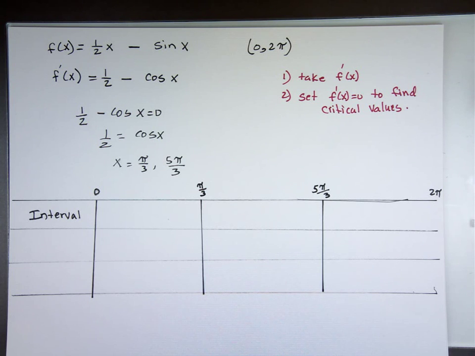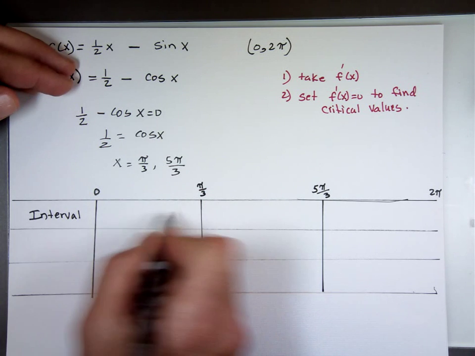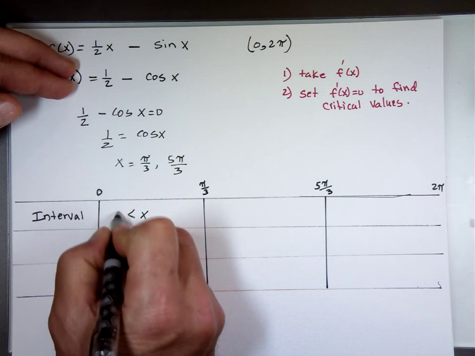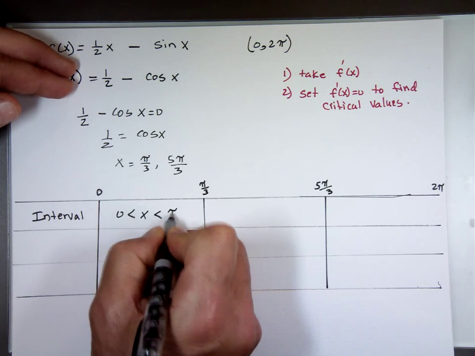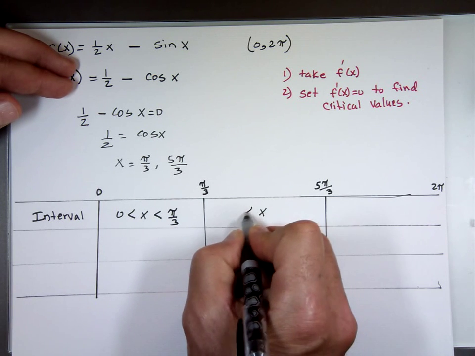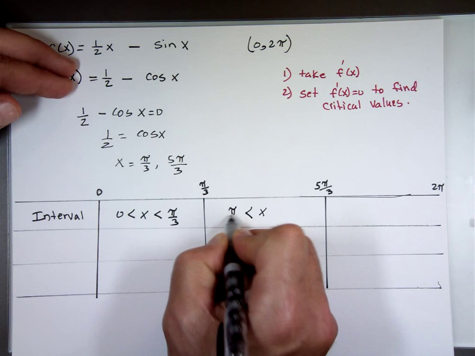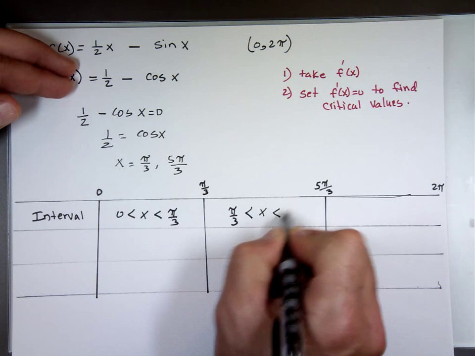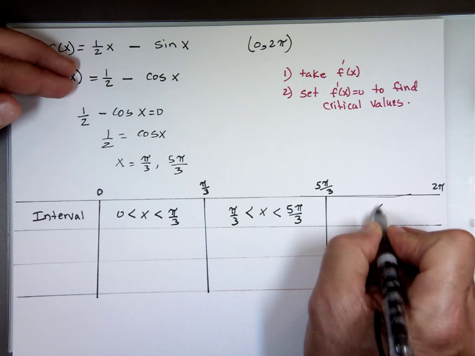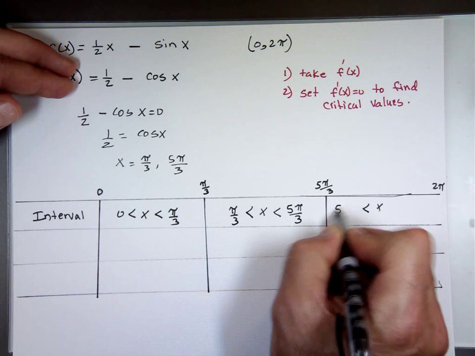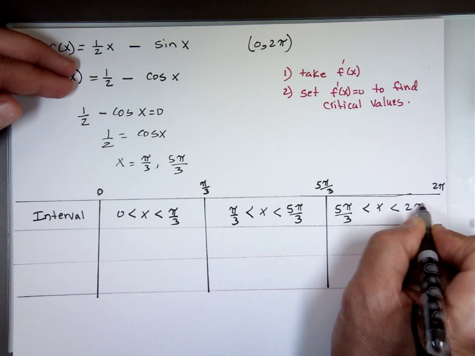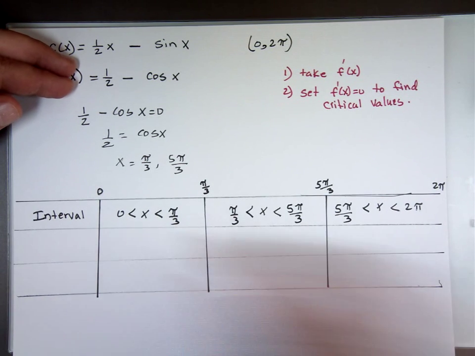So the book labels them. The first one, they label x between 0 and pi over 3. That's the first segment. The second one, x between pi over 3 and 5 pi over 3. And the third one, x is between 5 pi over 3 and 2 pi. And we're going to pick a test point in each one.